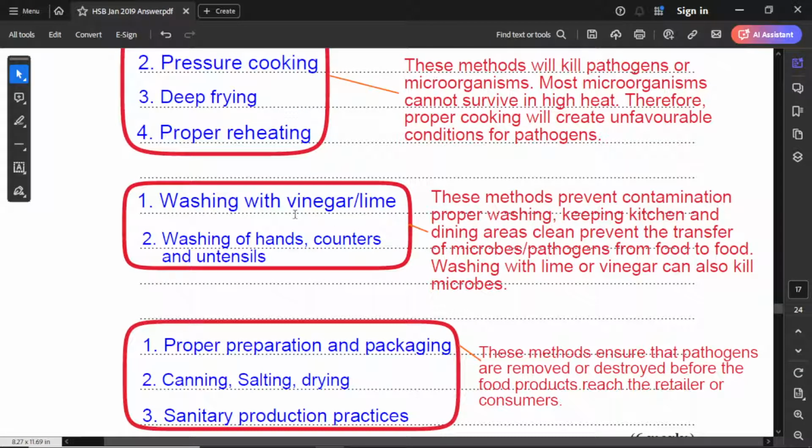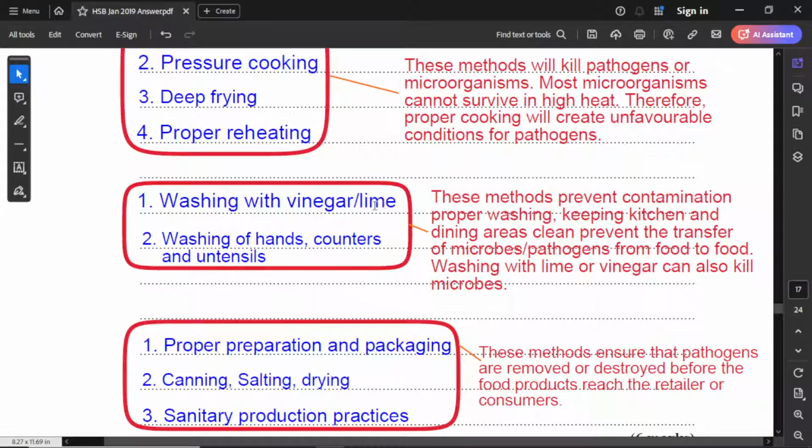And also in preparation, such as washing food, particularly meat, with vinegar or lime, because lime is acidic and vinegar is also acidic. And of course, some bacteria cannot survive in acidic conditions. All right. Of course, we have extremophiles that may survive in harsh conditions, but generally speaking, common bacteria do not survive well in harsh conditions. All right. And of course, washing your hands as well to prevent contamination, washing the counters, utensils, and all those things. So this is in the food preparation part.